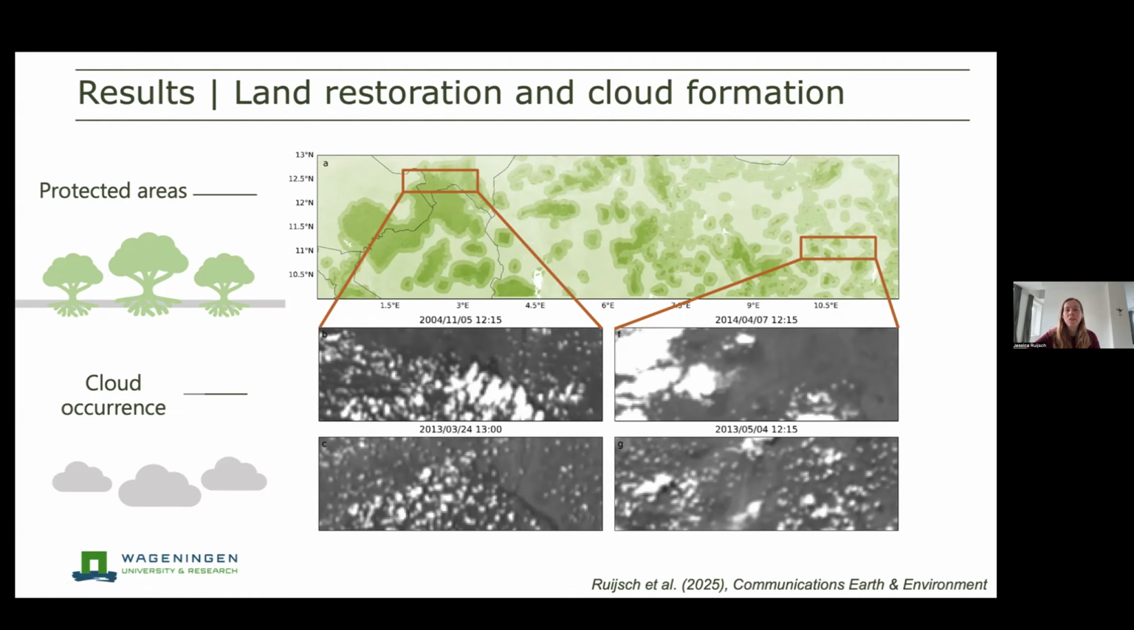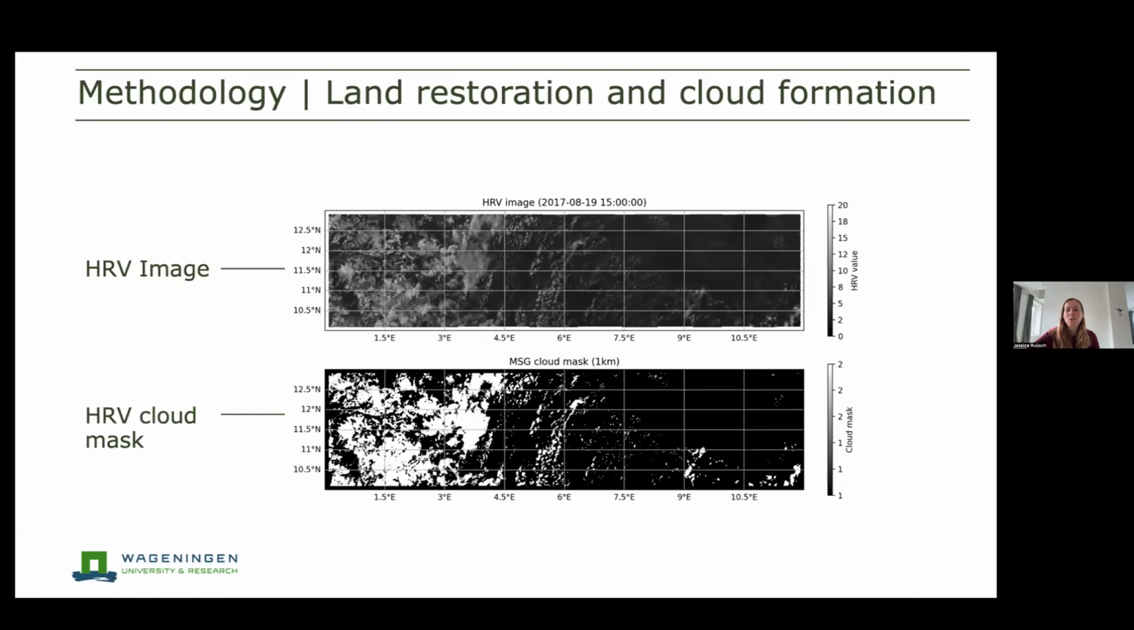But of course, you want to know it a bit more statistically. So for each HRV image, I created a cloud mask with an algorithm that was previously used for France for this same data.